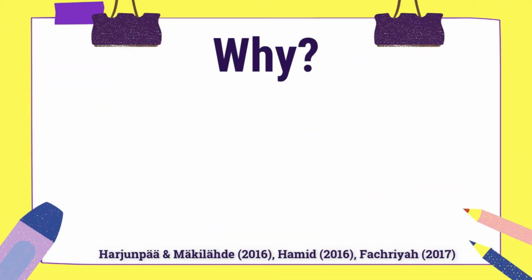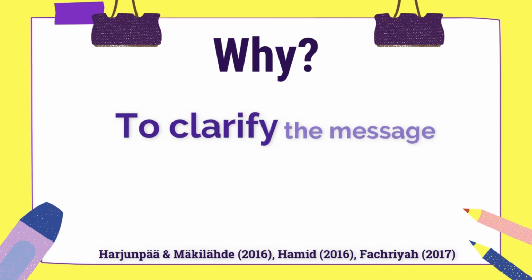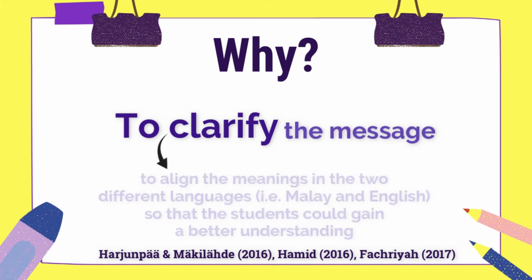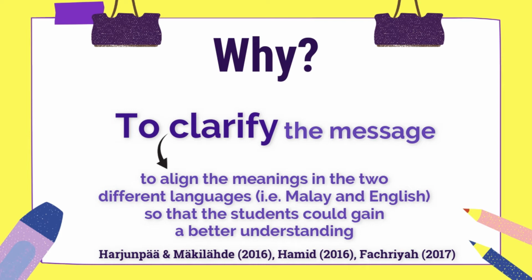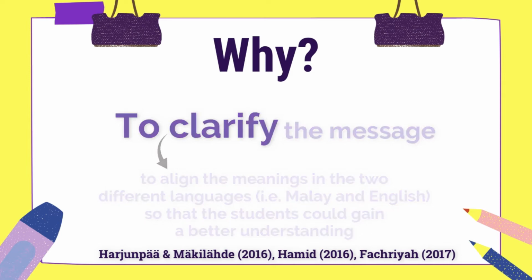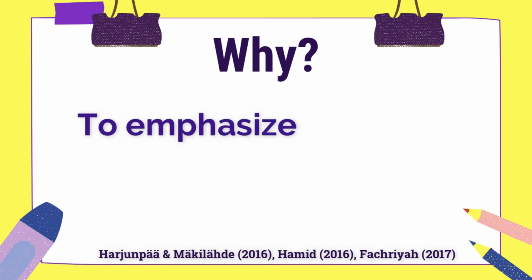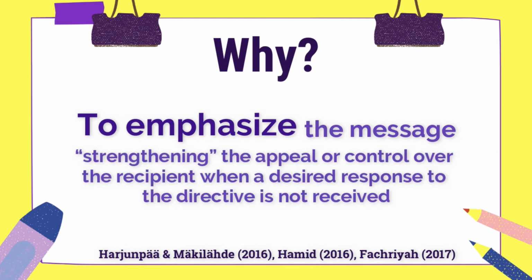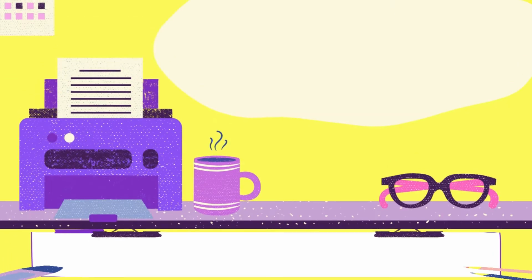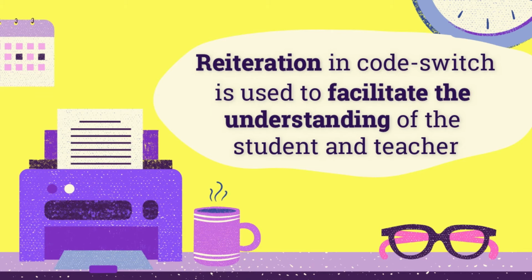So based on the example, the reasons why reiteration is used is first, to clarify the message. Repetition was done to align the meanings in two different languages, Malay and English, so that the students could gain a better understanding of the words spoken by the teacher. And second is to emphasize the message. When the teacher didn't receive the desired response from the students, the teacher reiterates it in the native language so that the students understood the message and able to see the importance in it. So based on these two reasons, reiteration in code switching is to facilitate the understanding of the student and teacher.